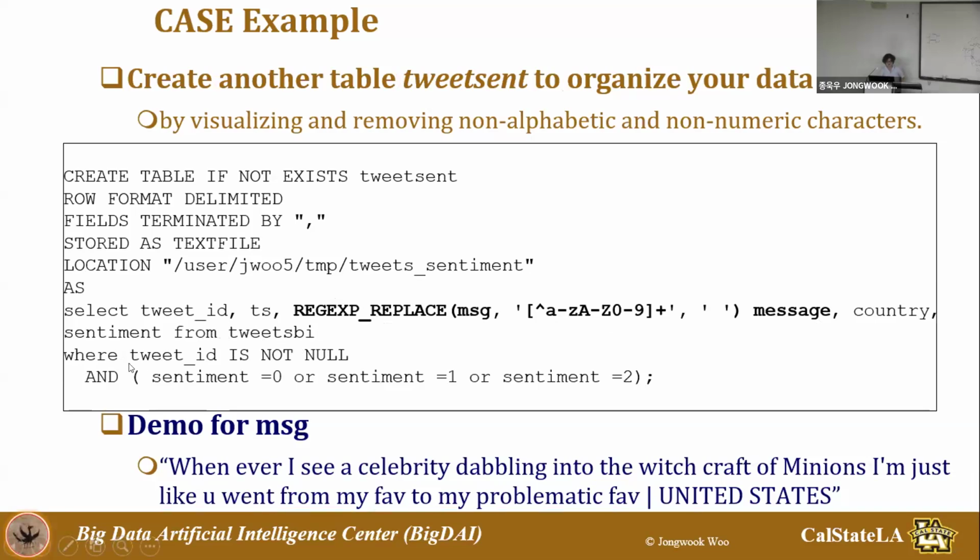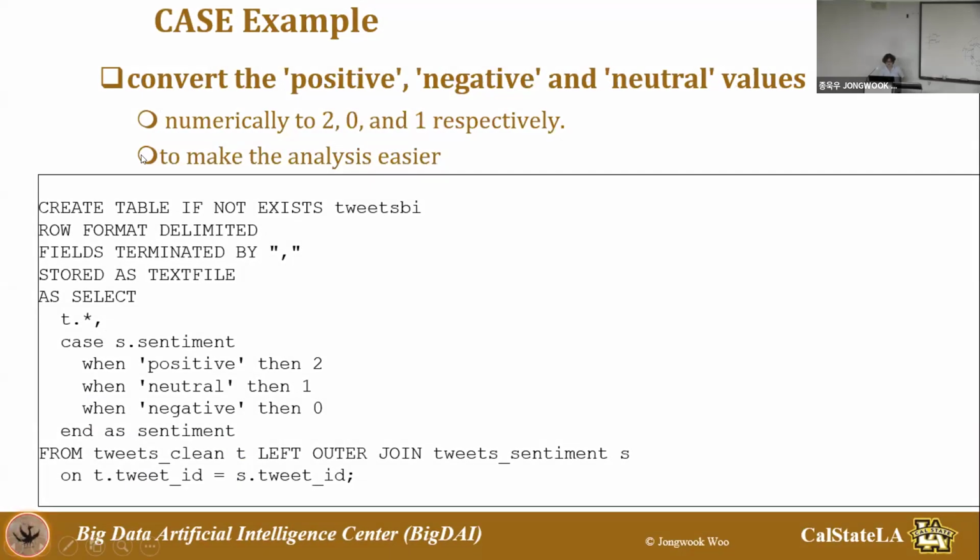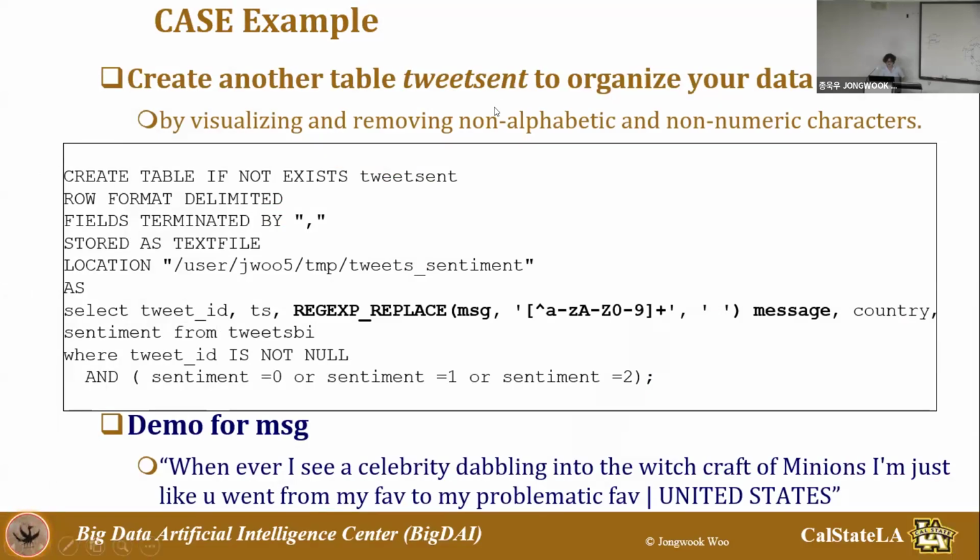Also, when you filter it, you make sure the tweet ID is not null, and the sentiment column has a value 0 or 1 or 2 that you calculated in the previous table. Again, the final table has a tweet ID column, timestamp column, and message column, but the message column should be filtered with only alphanumeric characters, and a country column and a sentiment column that has values 0, 1, 2. Okay? So once you have this final table, you can visualize it.